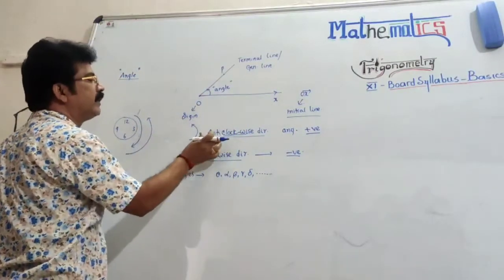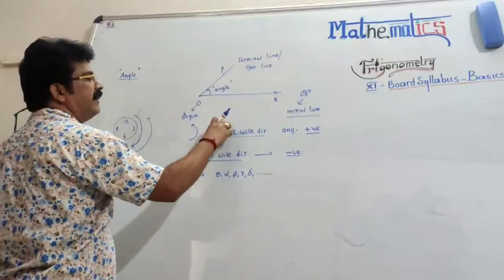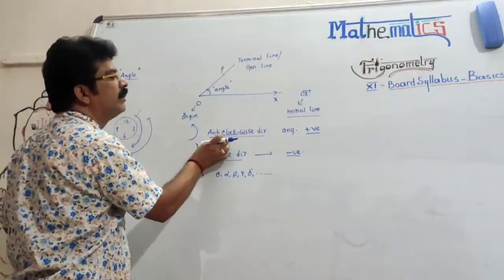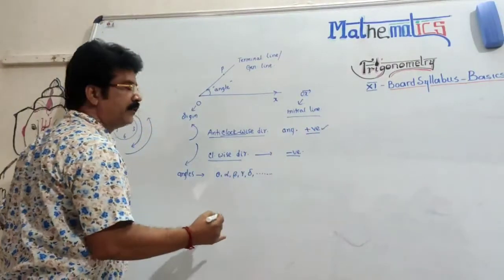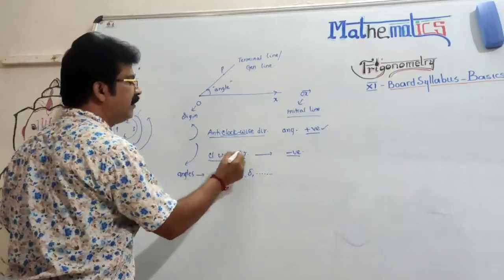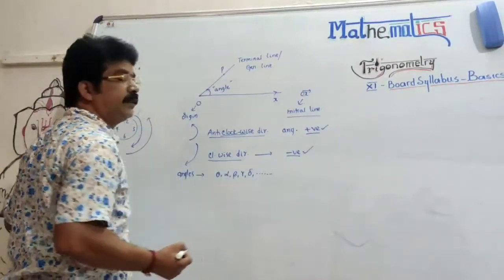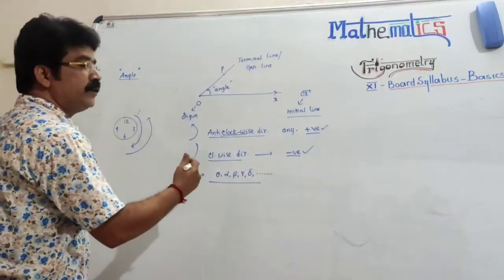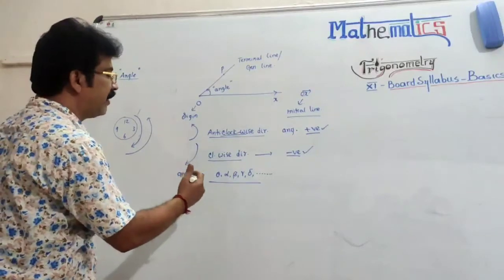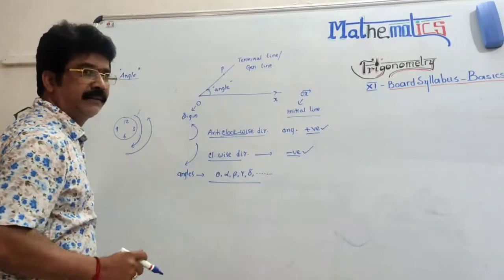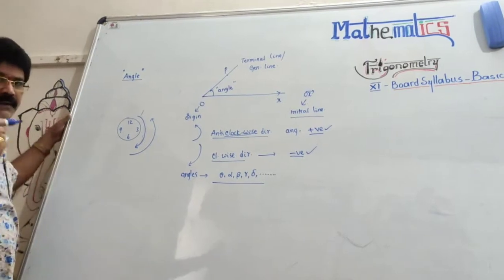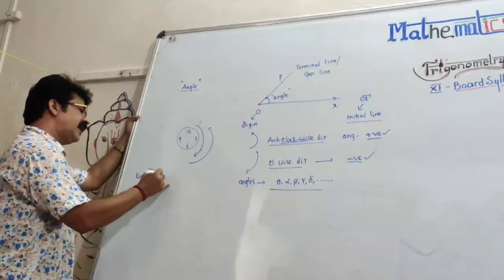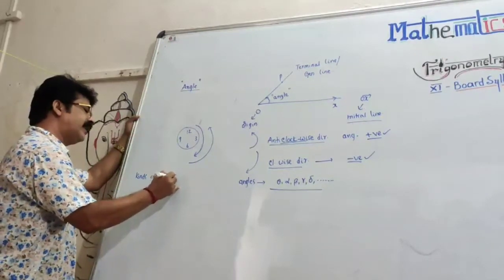Next, directions. Rotation should be either in anti-clockwise direction or clockwise direction. If the rotation is in anti-clockwise direction, then the angle is said to be positive. If the rotation is in clockwise direction, the angle is said to be negative. Generally, the angles are denoted by the Greek letters, namely alpha, beta, gamma, delta, theta, etc. Next, kinds of angles, or different kinds of angles.